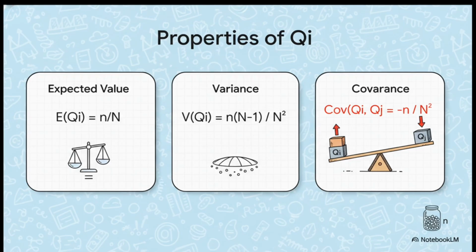The variance tells us about its spread. But look at the covariance. That's where the really interesting insight is. See that negative sign? That is so cool. It tells us that the counts of different units are negatively linked. So if you happen to sample unit A more often than you'd expect, you have to be sampling unit B less often. It makes total sense because your sample size n is fixed.